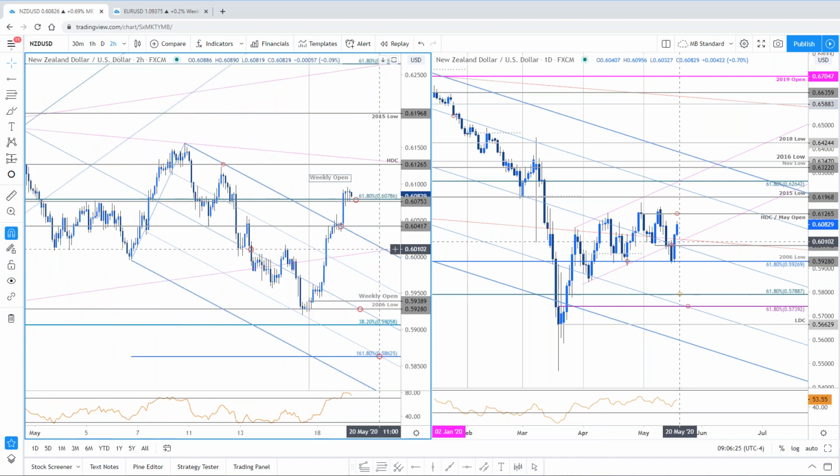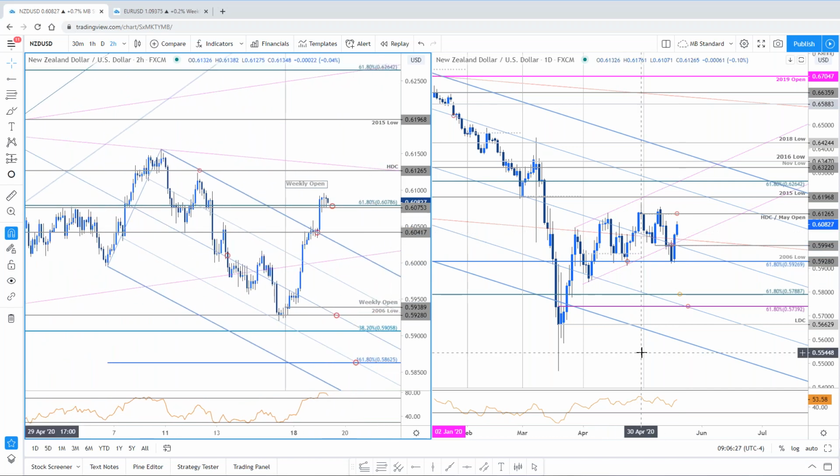What do we count that as? Well, the objective high day close and the May open is 61.26. I still have that marked as our sort of breakout zone, right?